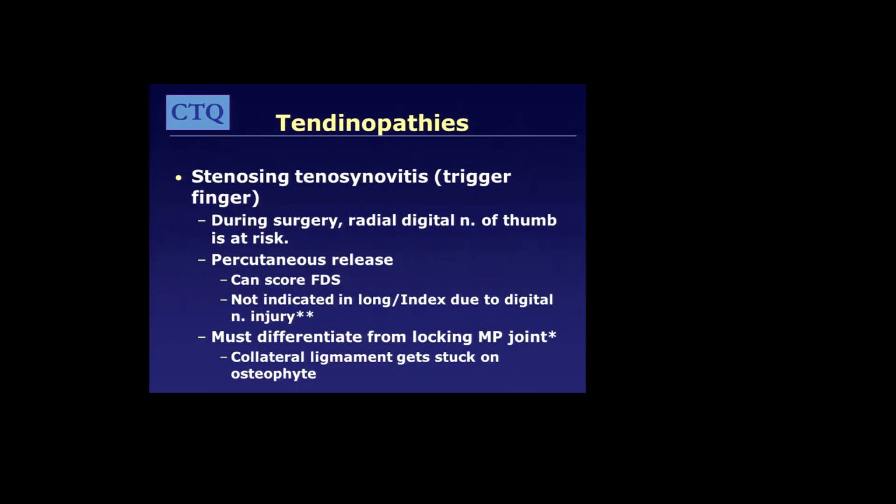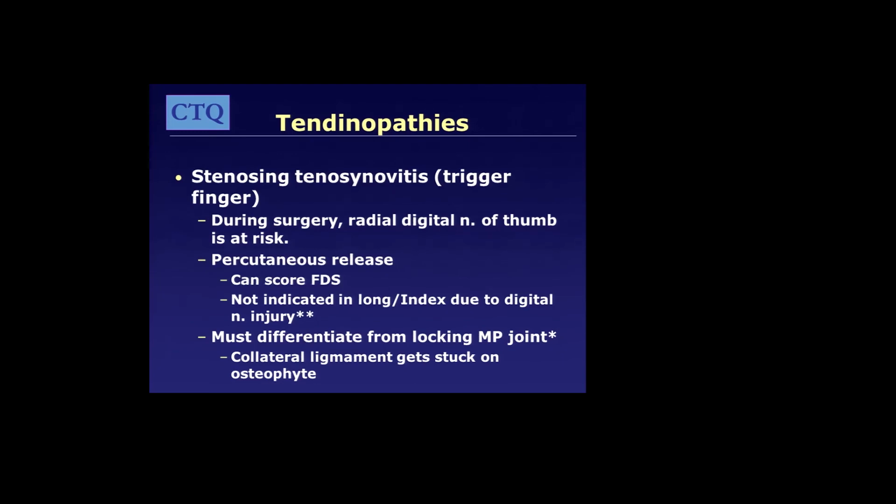Tendinopathies, trigger finger or CMC tenosynovitis. What you worry about is the structure that's at risk, the radial digital nerve to the thumb, because it crosses your surgical field. So whenever you're doing a thumb, you need to find the radial digital nerve and protect it. If you do a percutaneous release, you can score the FDS.